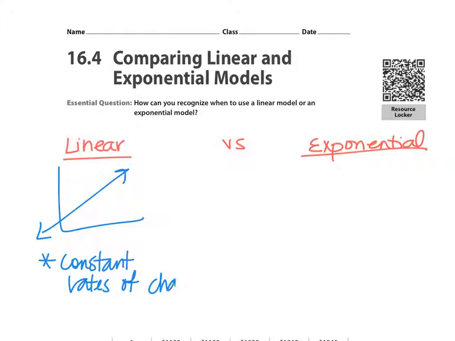And when we write linear equations, we write them in the form y equals mx plus b, all right, where m, that's my slope or my rate of change, and b is my starting value.